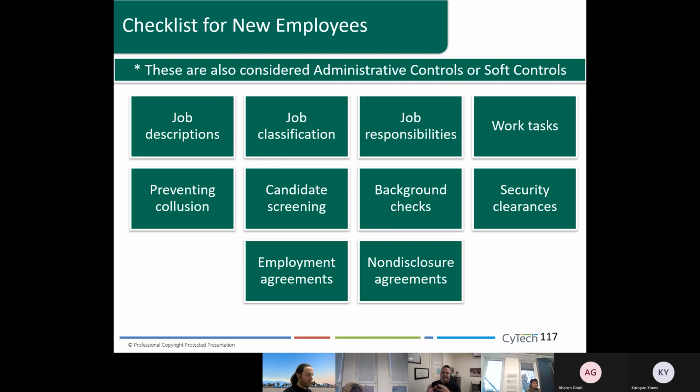Make sure the person is exposed to the data and touches the systems that they need to in order for them to do their job. The tasks that they do need to be confined or contained in that area. Preventing collusion. Collusion is a big one.